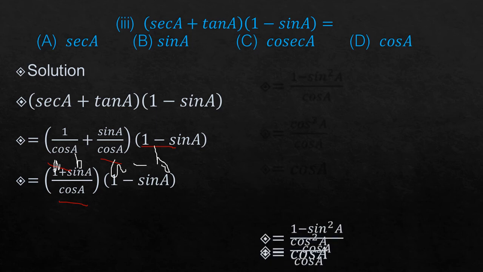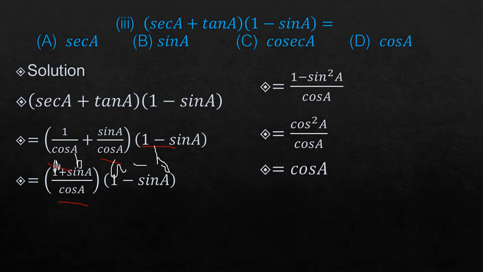So what you get? A square minus B square, that is 1 minus sin square A upon cos A, and 1 minus sin square A is equal to cos square A. So cos square A upon cos A. Cos square A means 2 times cos A, so one cos A will cancel down and you get the answer cos A. So option D is correct. So this is your third part. Okay students, now come to the fourth part.